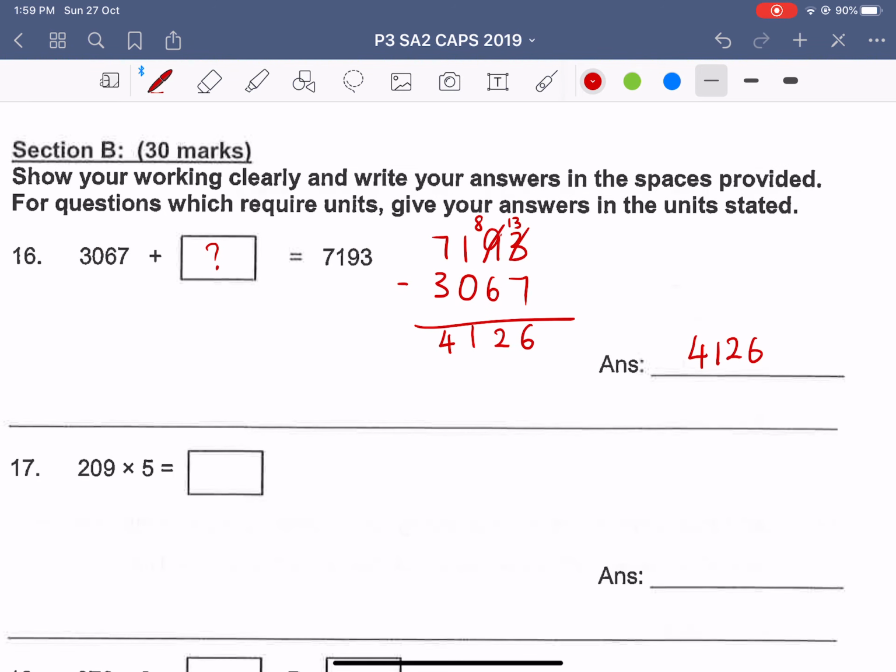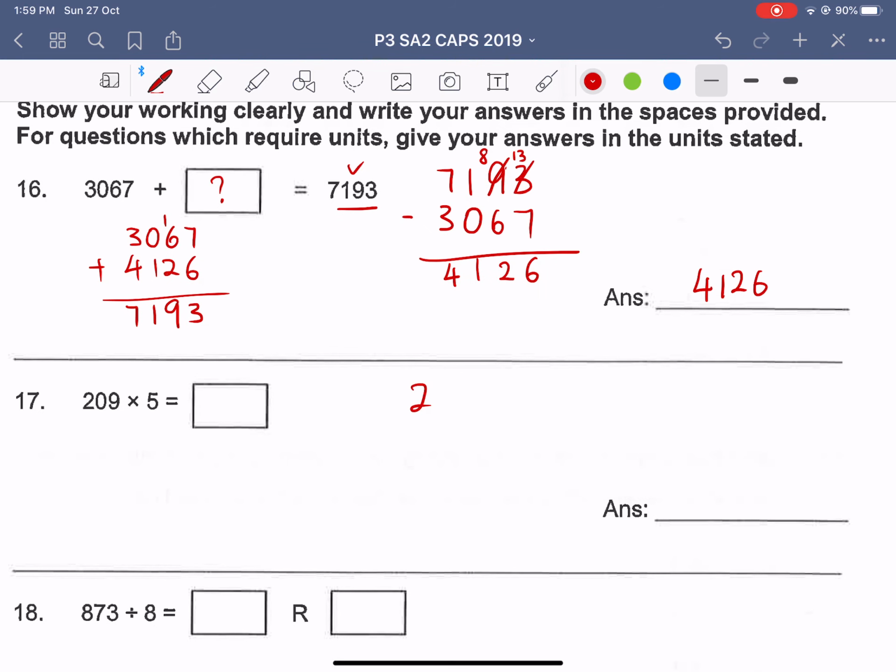Now, just to make sure that my answer is correct, what I can do is to add back to see if the answer is really correct. So 7 plus 6 is 13, 7 plus 2 is 9, 0 plus 1 is 1, and 3 plus 4 is 7, which is the correct answer, 7193. So the answer must be 4, 1, 2, 6.